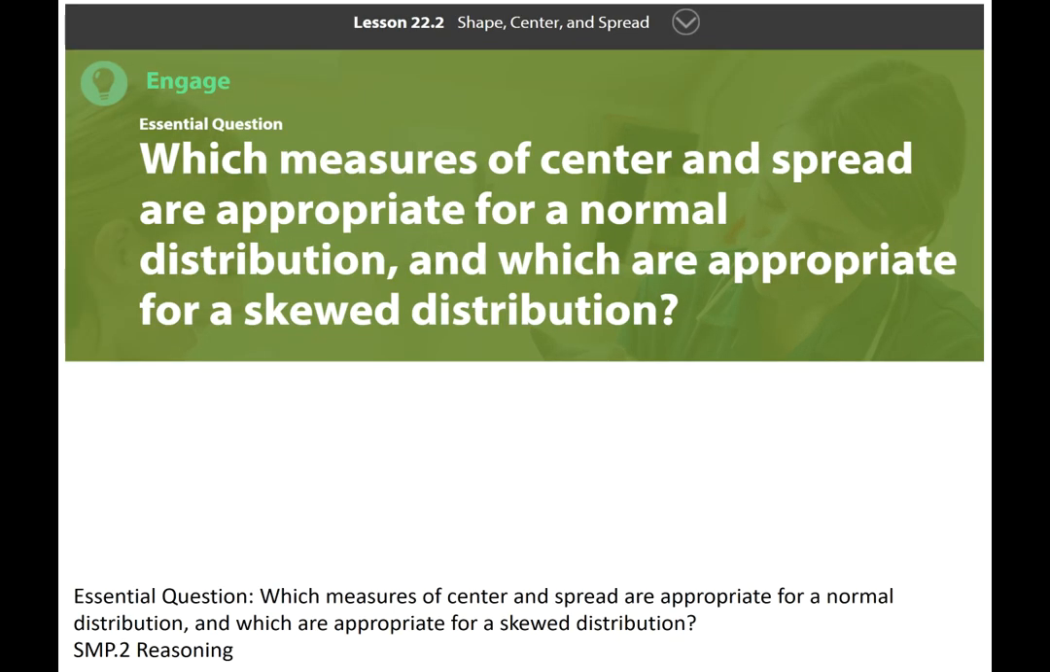Today we're going to talk about shape, center, and spread. You should be writing, or at least underlining in your book, your essential question, which is: which measures of center and spread are appropriate for a normal distribution, and which are appropriate for a skewed distribution? So we're going to talk about what all those vocabulary words look like.